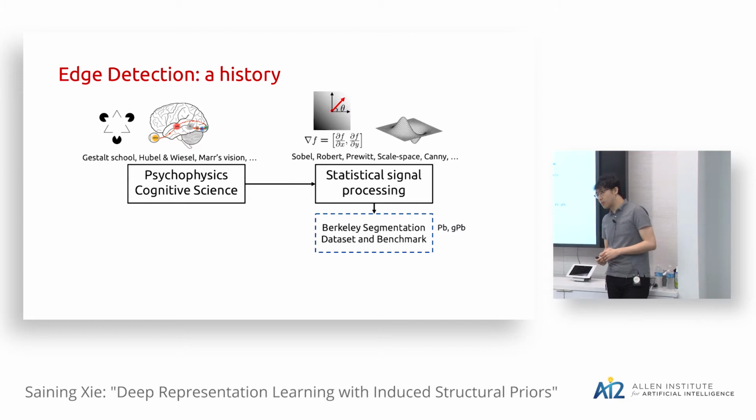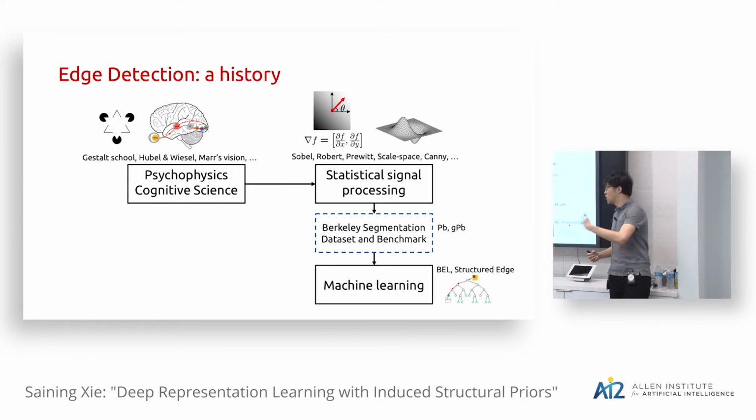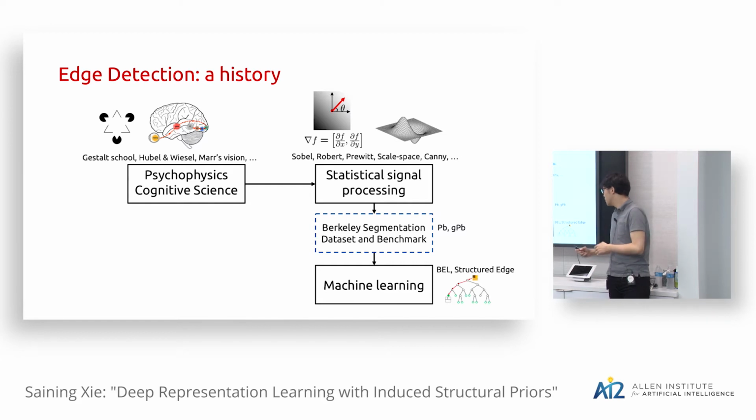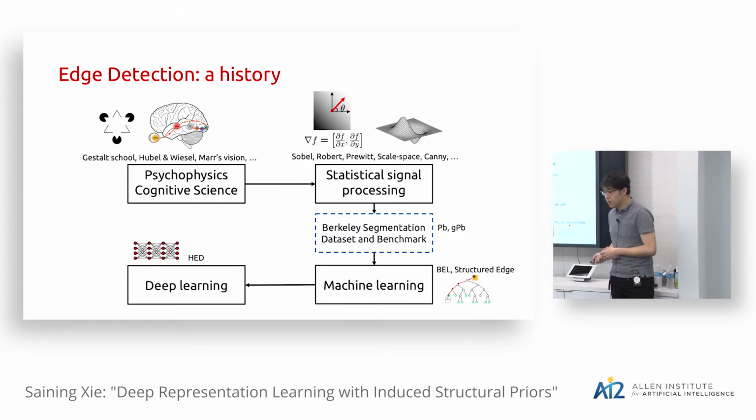Then Jitendra Malik's group at UC Berkeley made a great contribution to this field by proposing the Berkeley Segmentation Dataset and Benchmark, BSDS. And they proposed learning-based methods based on carefully designed features. Then more machine learning techniques came in, such as Boosted Edge Learning and using structured random forests to do the edge prediction tasks. And then we come to the deep learning era. There comes our work, HED.